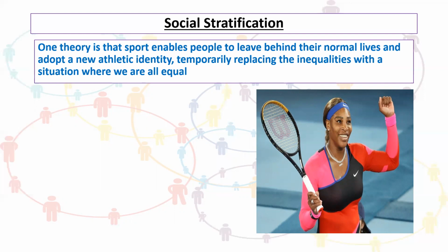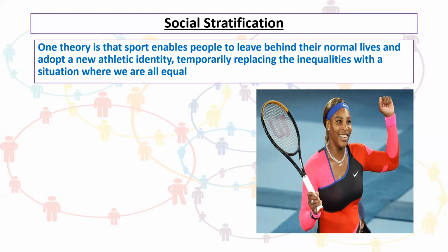So this is a bit of a tangent, but it's also worth thinking about because it's an important aspect of this. One theory that's linked to social stratification is that sport enables people to, I'll just read it through, leave behind their normal lives and adopt a new athletic identity that's different from their normal identity within society. So it temporarily replaces all of those inequalities that they may have felt with a sporting situation where they're equal.